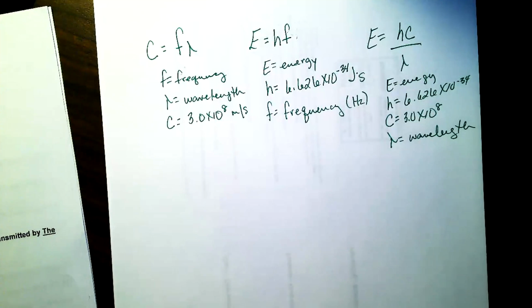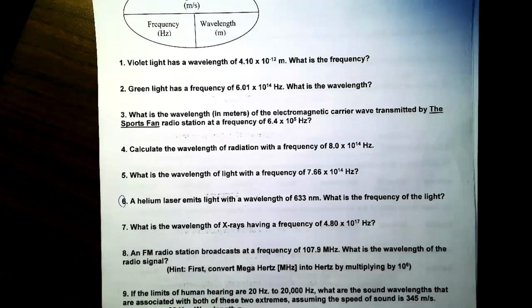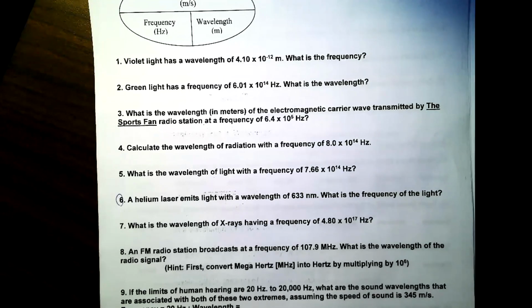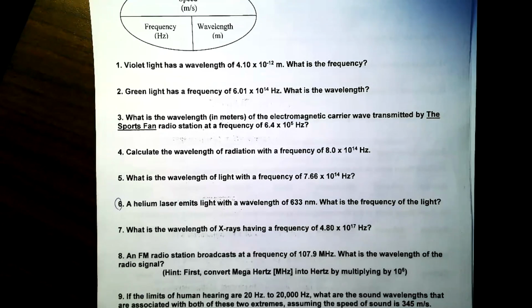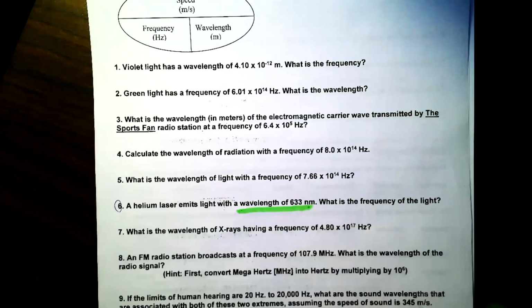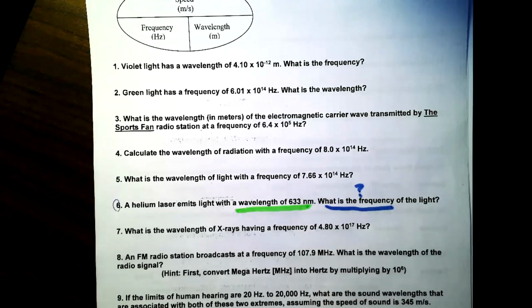And so we can look at a problem here. It says, number 6, a helium laser emits light with a wavelength of 6.33 nanometers. What is the frequency of light? The first thing you should always do anytime you have a word problem like this is identify what you have and what it is asking for. In this case, it's giving us wavelength and it's asking for frequency. This is our question, and this is our given.